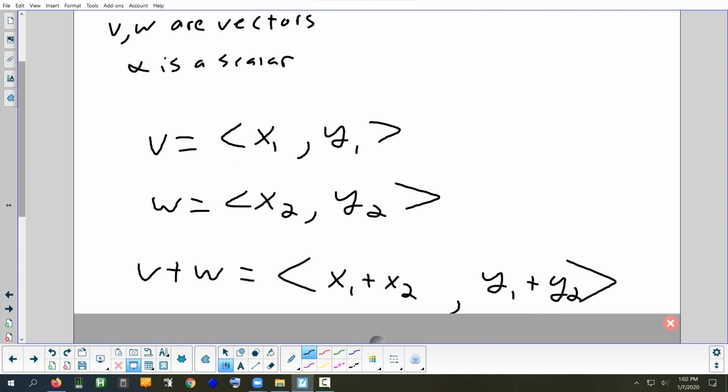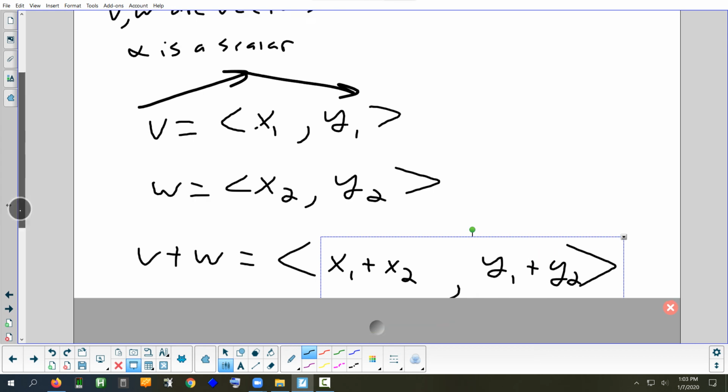And if you want to add these vectors up, the old way to do it is you draw v, and you put w on the end, and then you draw your diagonal, connecting the beginning to the end. Well, to get away from the drawing, all we have to do is take the horizontal part of the first vector, take the horizontal part of the second vector, and add them up. Take the vertical part of v, take the vertical part of w, and add those up. And that's it. And that's the formula for adding two vectors.